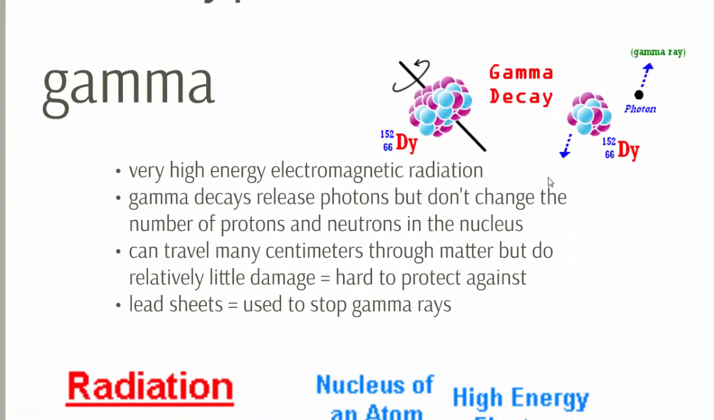Gamma rays are not changing the number of protons, so that means an atom that gives off gamma radiation is not going to change its type, because the only thing that changes the type of an atom is changing the number of protons, and here the number of protons is not changing.